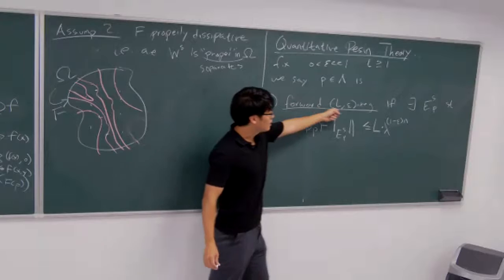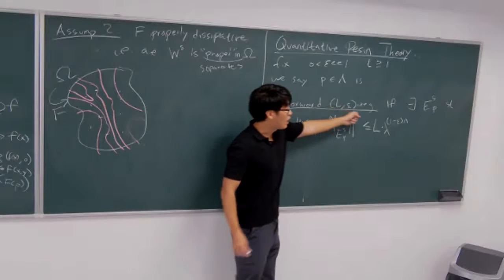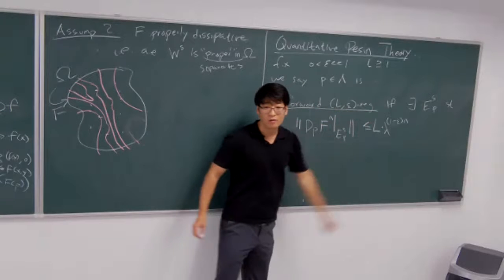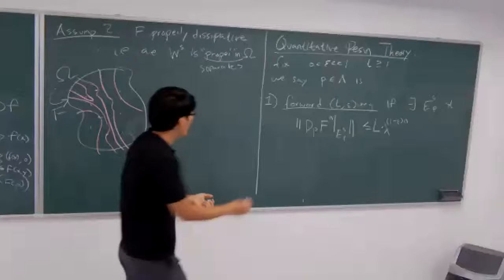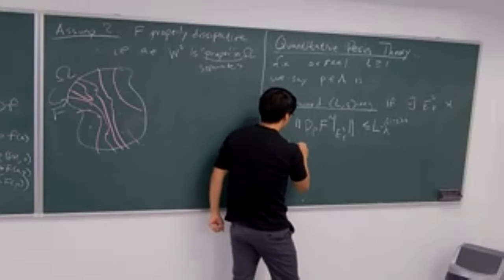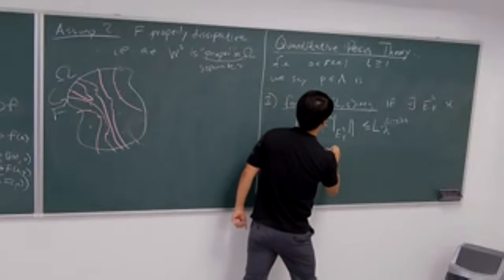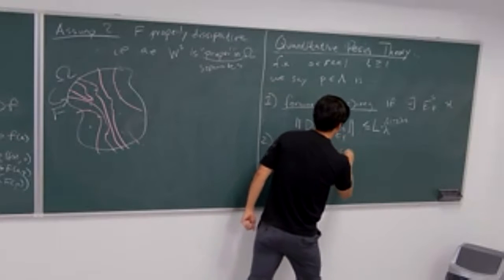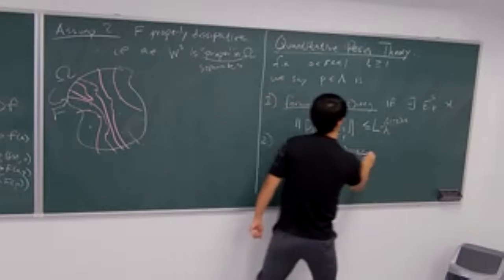Then we say that it is L epsilon forward regular. And I define two other regularities. So there's backward regular, and L epsilon regular, and this is going to look similar.